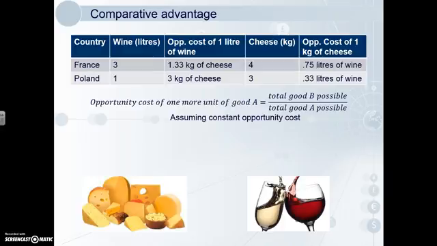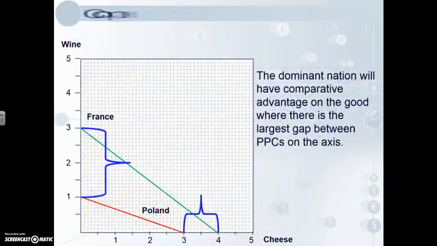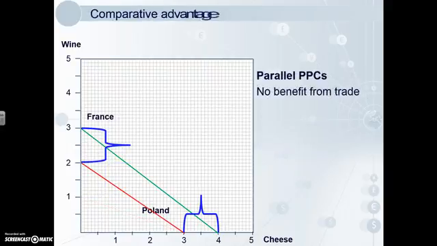There's a trick to tell from a glance in which good France has the comparative advantage. We just look at the distance between the PPCs on that axis. The stronger nation, France, has comparative advantage in the good with the largest gap between PPCs. So this is wine. This will always hold, so you can use that as a double check of your opportunity cost calculations. Given this, we can surmise that when the PPCs are parallel to each other, there is no comparative advantage, and therefore no benefit from trade.